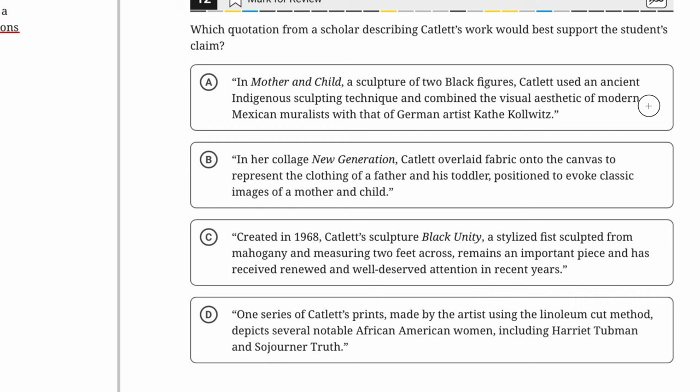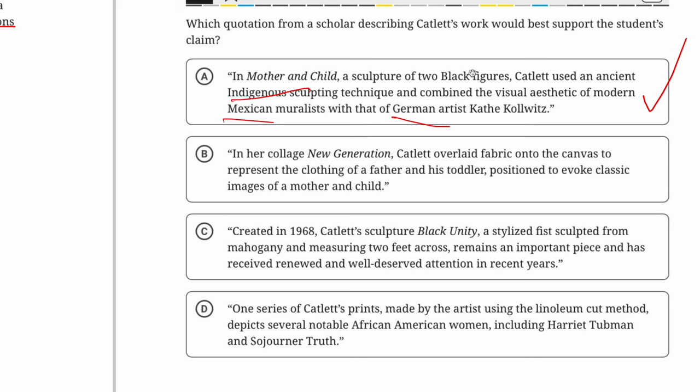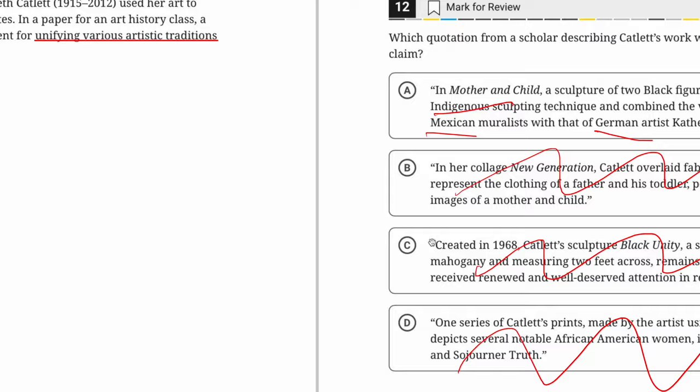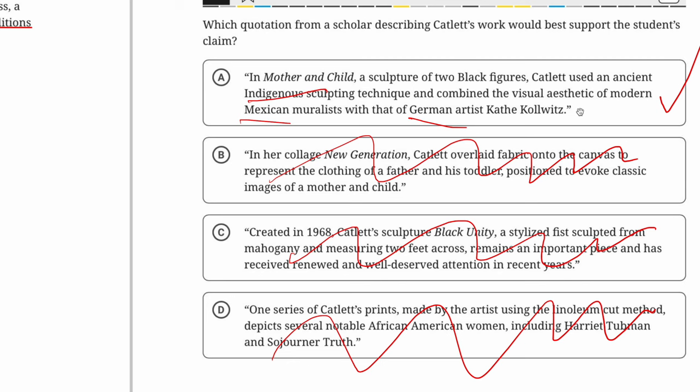And I would say that A is going to be correct, because they love talking about indigenous this or that here, but indigenous, Mexican, German, those are certainly various artistic traditions. And unifying and combining, those basically mean the same thing here. We just noticed that there's no mention of other traditions there. There's no mention of traditions there. And this is not the traditions. This is who it's depicting. And so, yeah, the traditions, you know, the kind of ways of working, the influences, or as they say, aesthetic of these artists. And so definitely going to be A on number 12.